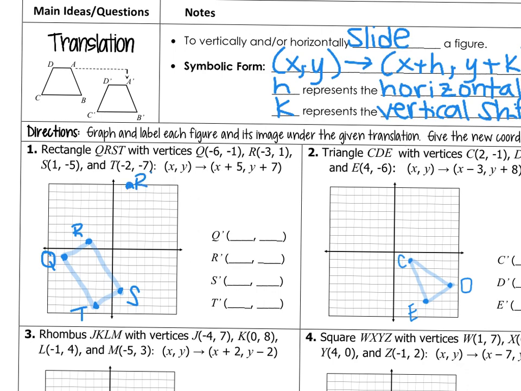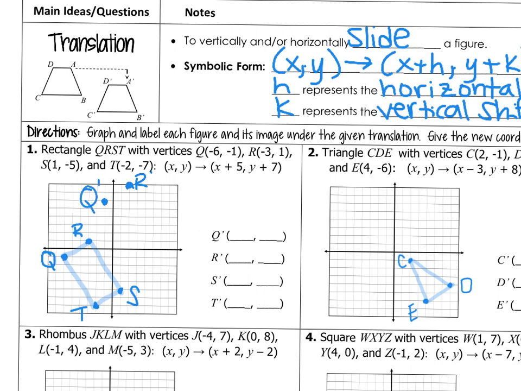You do that to each coordinate, and what you should notice is that it should be the exact same shape. Same rectangle, just shifted over. So if I take Q prime, I'm going to shift it over 5 to the right, 1, 2, 3, 4, 5, and then up 7, 1, 2, 3, 4, 5, 6, 7. There I'll draw my new Q prime, and then label it Q prime. Oops, that looks bad. So then I will label it again Q prime.